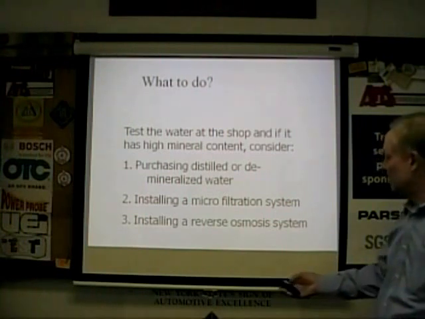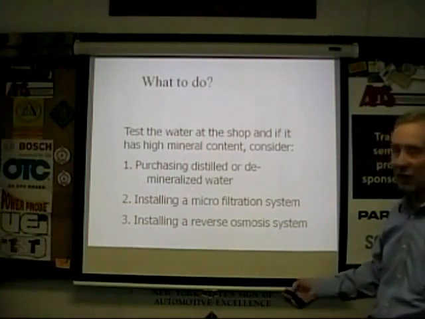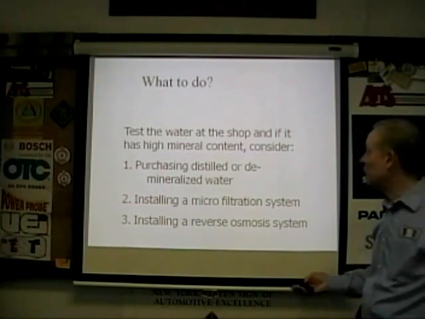Reverse osmosis would be the best. That really does clean it out. I don't know about microfiltration. I'm not so sure about that.